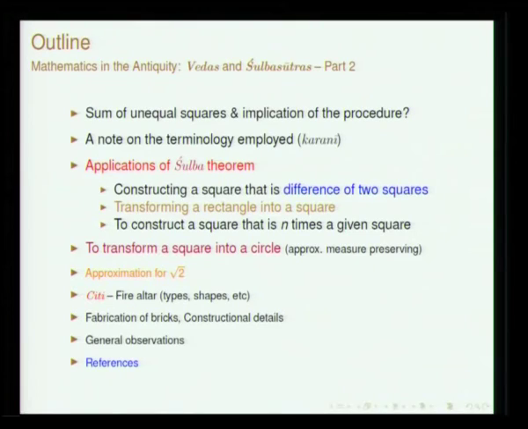We also saw the kind of rationale that can be seen behind the triplets that are given in the Bodhayana Shulva Sutra, Apastamba Shulva Sutra and so on. In today's talk, we will start with the transformation of geometrical objects.